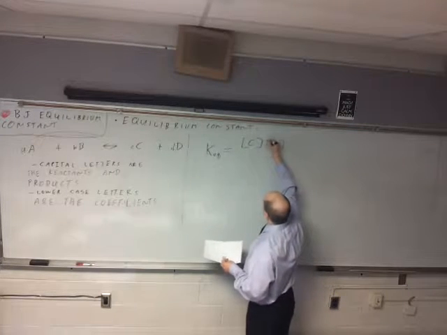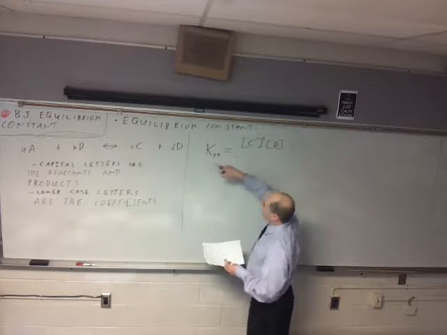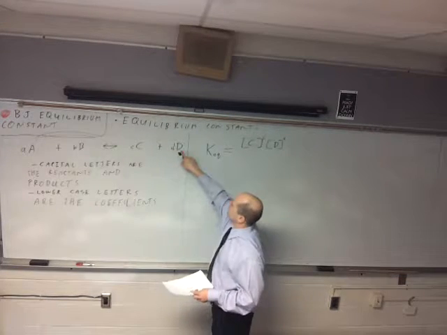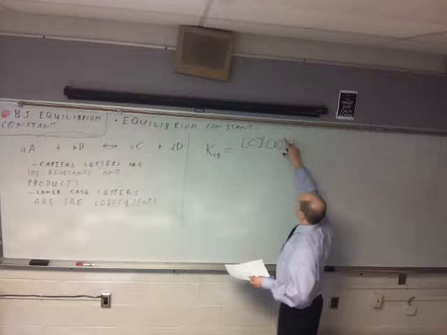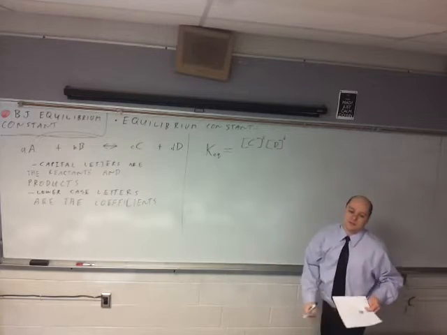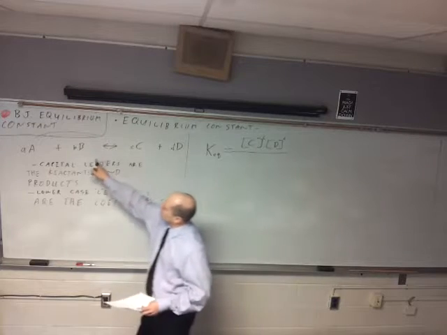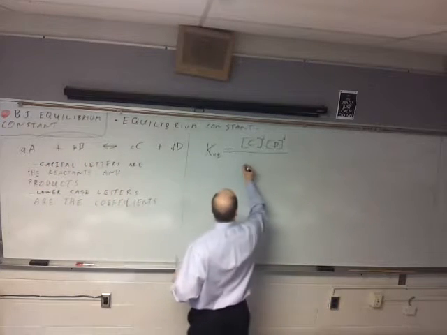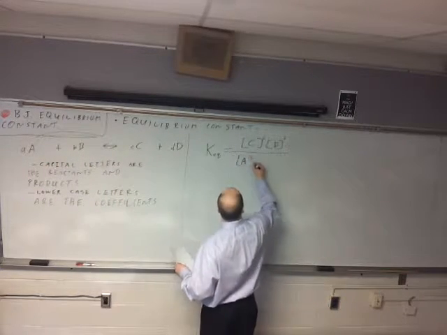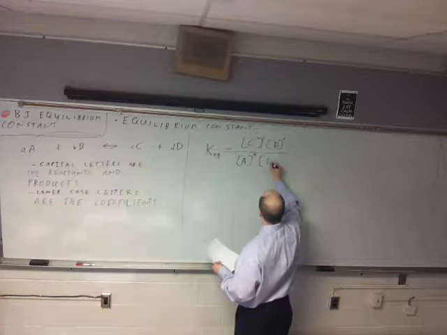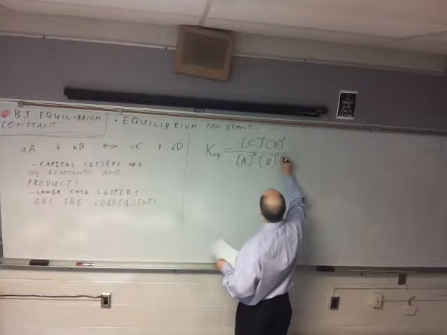And then you raise it to the power of whatever the coefficients are. So if there's a 2 here, if there's 2 times this thing, then this will be squared, right? If it's 3, it's cubed, and so on. And then this is divided by the same thing for the reactants, these ones here. So it'll be the concentration of A to the power of whatever the coefficient is, times the concentration of B.